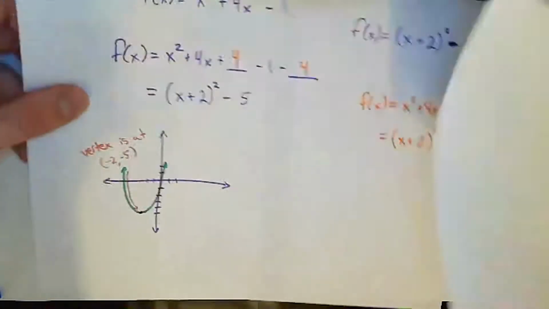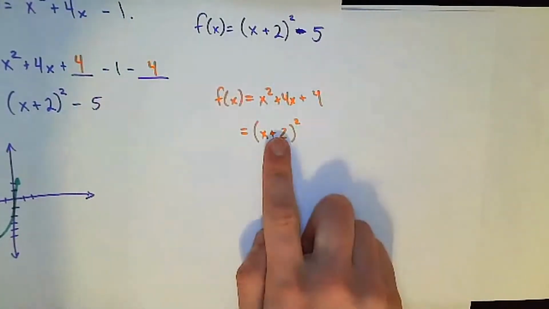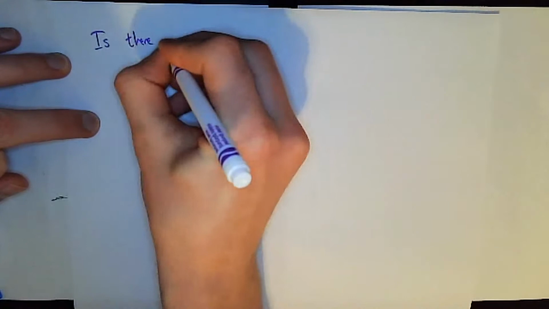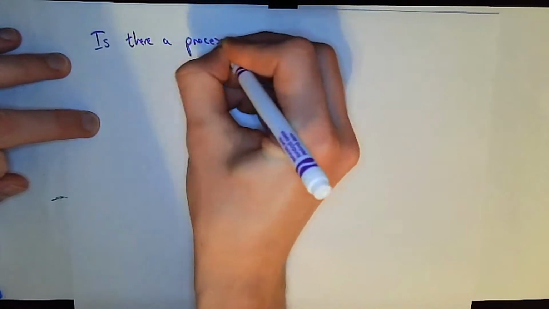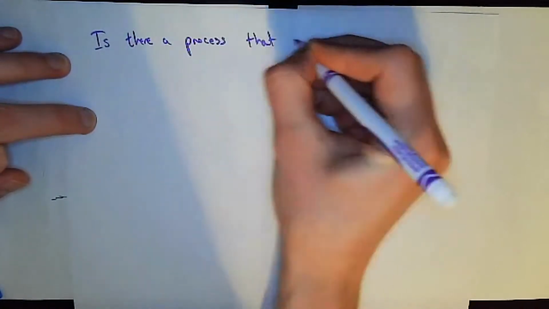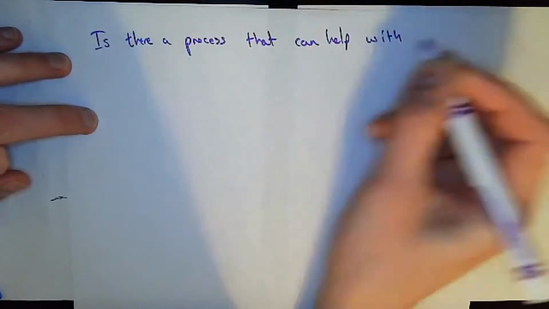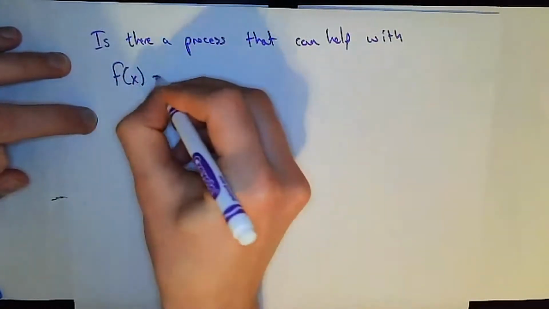Now, maybe you're thinking, I'm starting to get it, but I just don't see how I could ever come up with these numbers without tons of time and basically just trying tons of numbers. So is there a process? Yes, the answer is yes. Is there a process that can help with this?